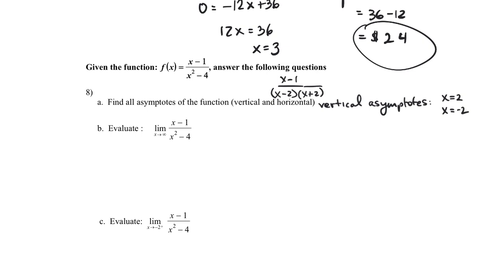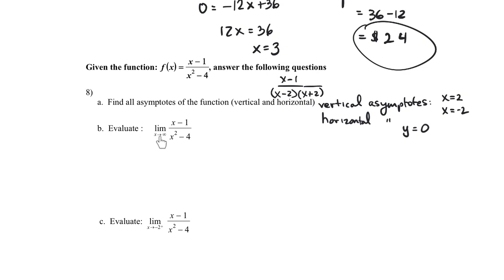Now the horizontal asymptote of a rational function, remember, is found by comparing the degree of the numerator to the degree of the denominator. If they're the same degree, then you divide leading coefficients. If the numerator is smaller than the denominator in terms of degree, then the horizontal asymptote is 0, which is the case here. So the horizontal asymptote is y equals 0.